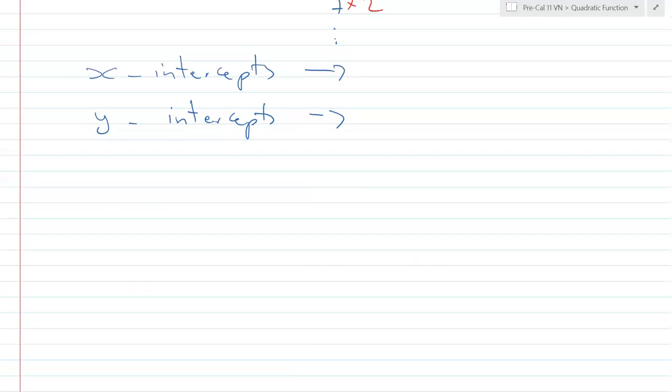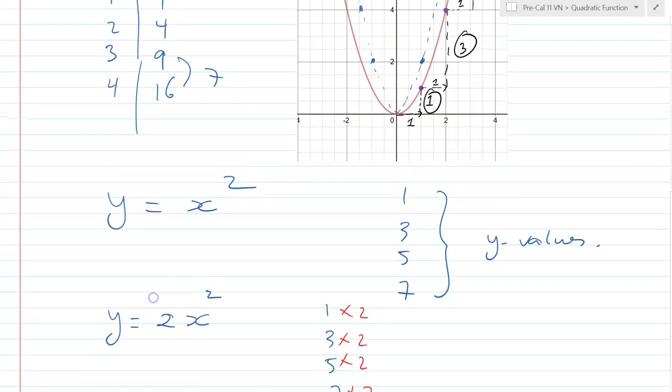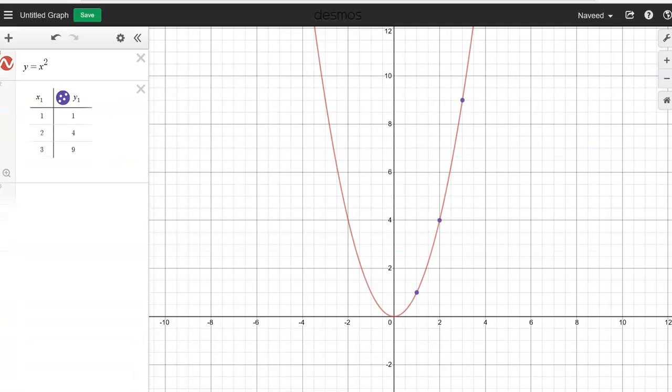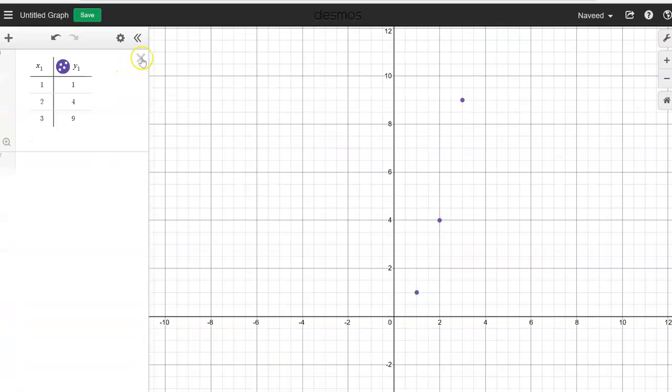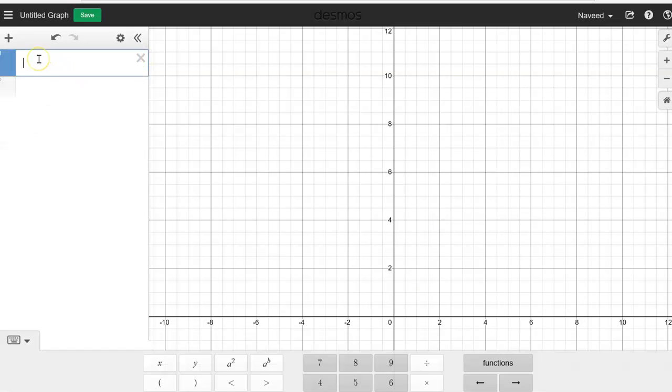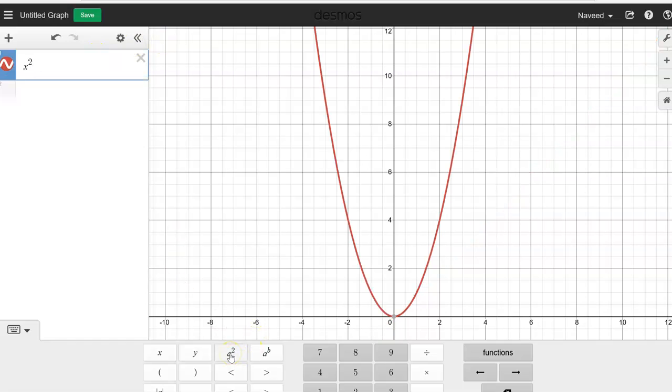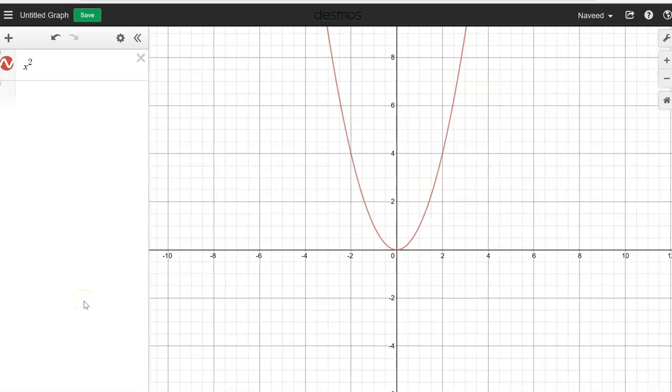And that, okay, now let's look at x-intercepts and y-intercepts. And in this case, it's very simple. Actually, let's go to Desmos. All right, so let's look at the graph of y equal to x squared. And in this case, what are my x-intercepts and y-intercepts? Okay, well, the x-intercept is when the graph crosses the x-axis. In this case, it will be 0. And the y-intercept is where it crosses the y-axis. And in this case, it will be 0 as well.